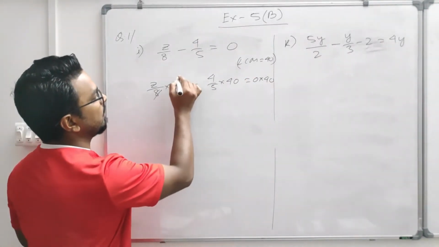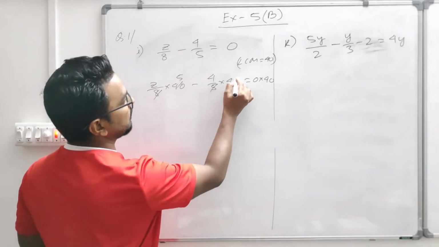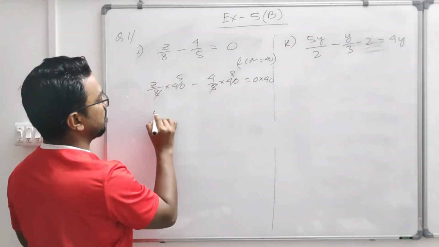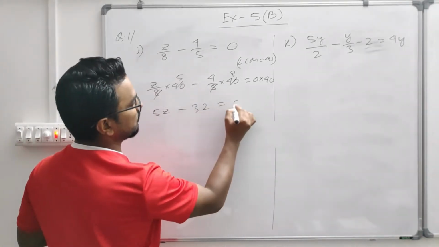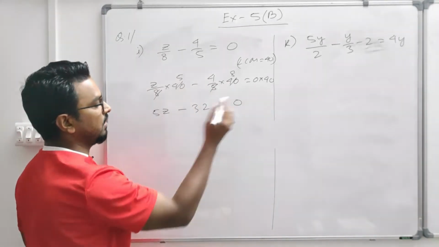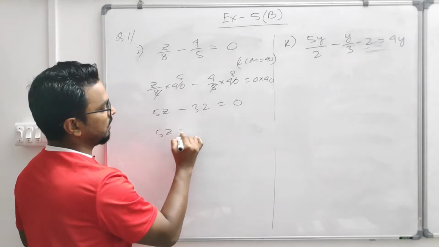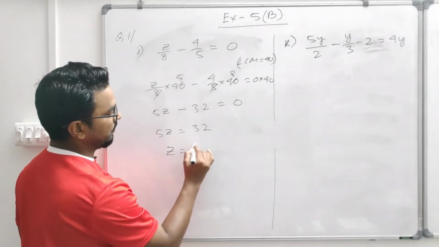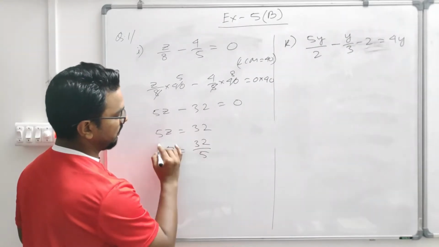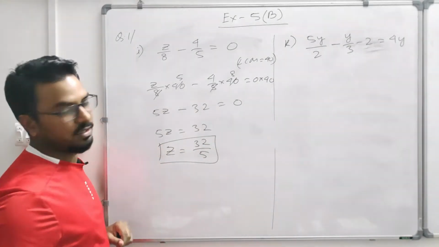So if you cancel, it will become 5. If you cancel, this will become 8. So if you multiply it, this will become 5z minus this will become 32 equals 0. So take this one to the other side, you will get 5z equals 32 and z will become 32 divided by 5. So this will be the value of z.